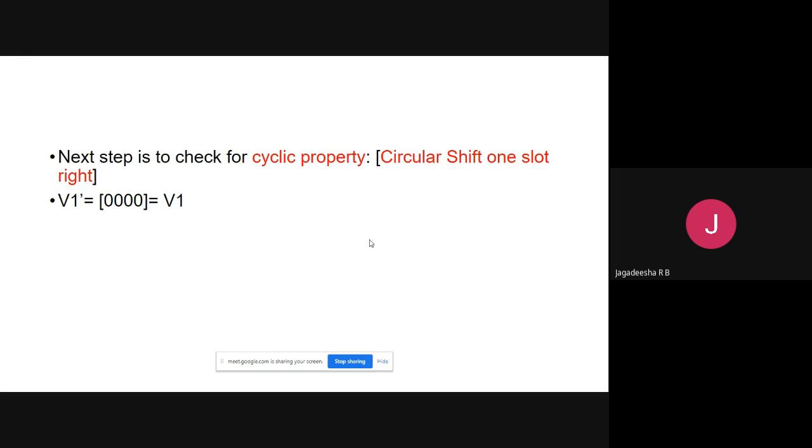So here the next step is to check for cyclic property. We checked the linear property, now the cyclic property. What is cyclic property? You just need to make it a cycle. Cycle means you just keep shifting. For example, V1 is all zeros. We will shift it by 1 and call it V1 prime. V1 prime is again 0, 0, 0, 0, because if you have 0, 0, 0, 0, you shift it in any way, it is 0, 0, 0, 0.